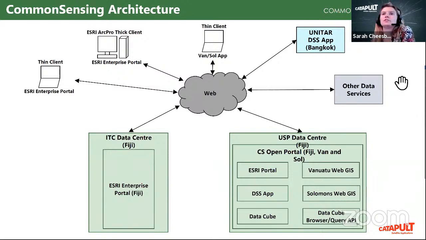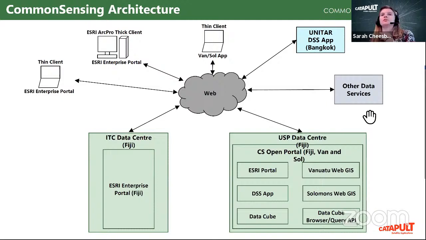So as you saw on the slide before, we have an ESRI client side. The reason for this is the government ministries within one of our countries, Fiji, already use an ESRI enterprise system and wanted that to be integrated with their existing systems. Whereas Solomon Islands and Vanuatu don't have that system already set up, so they're using an open source system based on TerriaJS. Here in the top right of this architecture diagram, we've got other data services which are coming in, particularly this UNITAR disaster support app.